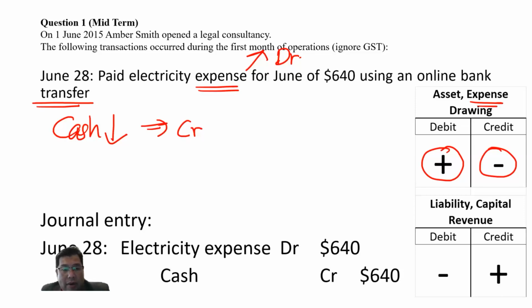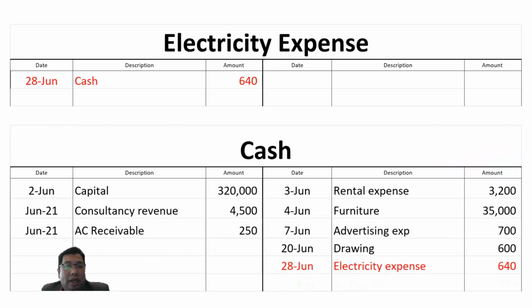So we already have our cash account, and then we need to create a new account for electricity. 28 June, debit electricity 640, and in our cash account we're going to credit by 640. This is money out. Cash reduces here, electricity expense increases.